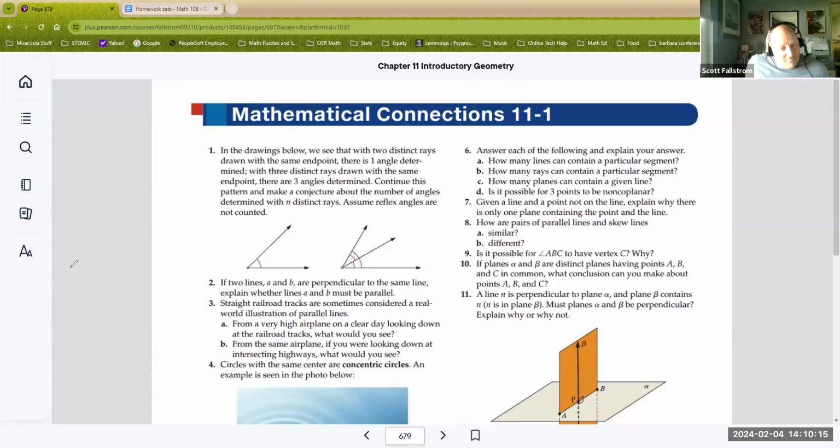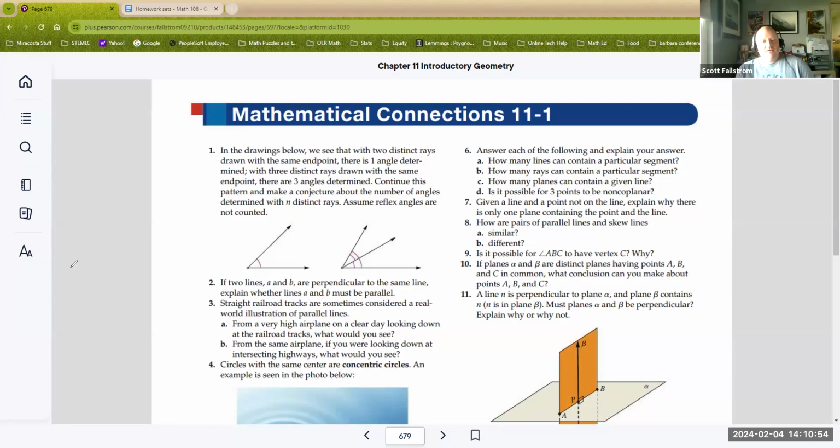Next up, question 2. If 2 lines A and B are perpendicular to the same line, are those 2 lines parallel? Interesting. Now, again, your mind might be telling you to draw this on a piece of paper. The second you draw it on a piece of paper, you are assuming that the 2 lines are coplanar. It does not say that. This is the type of question that would be an always, sometimes, never question. 2 lines perpendicular to the same line must be parallel. Interesting. If they're perpendicular to the same line, what does that tell us?